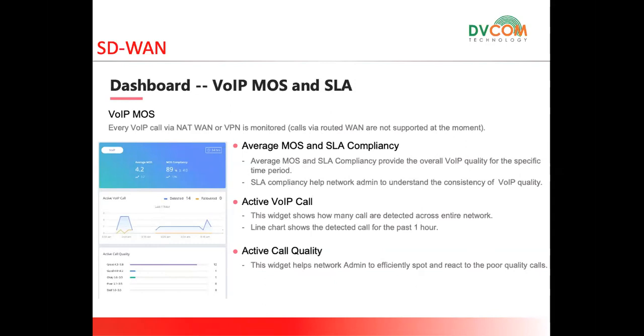So basically, you can understand the quality of your voice, and in case there is any jitter, delay, or echo, we can identify it. And the active VoIP call widget shows how many calls are detected across the entire network. A line chart shows the detected calls for the past 1 hour and the active call quality, and you can identify the quality of your call.